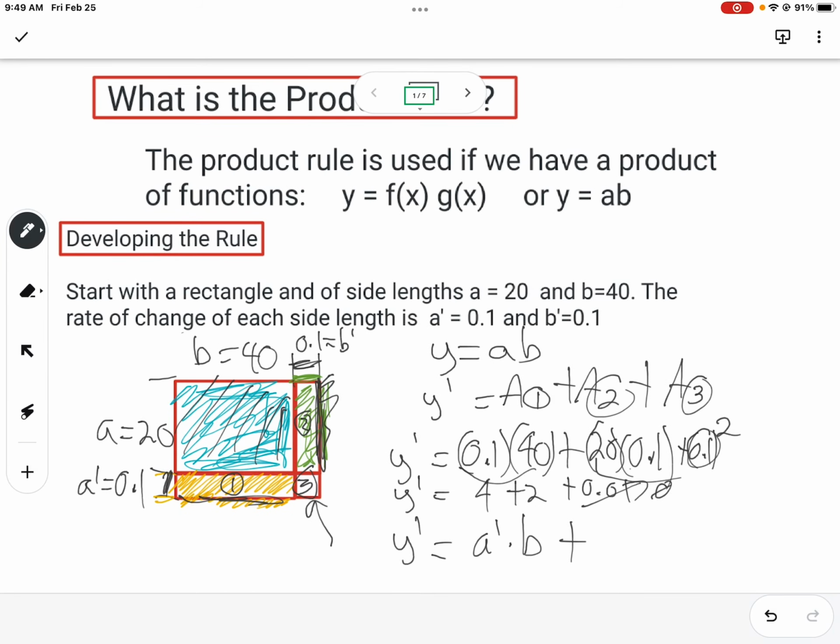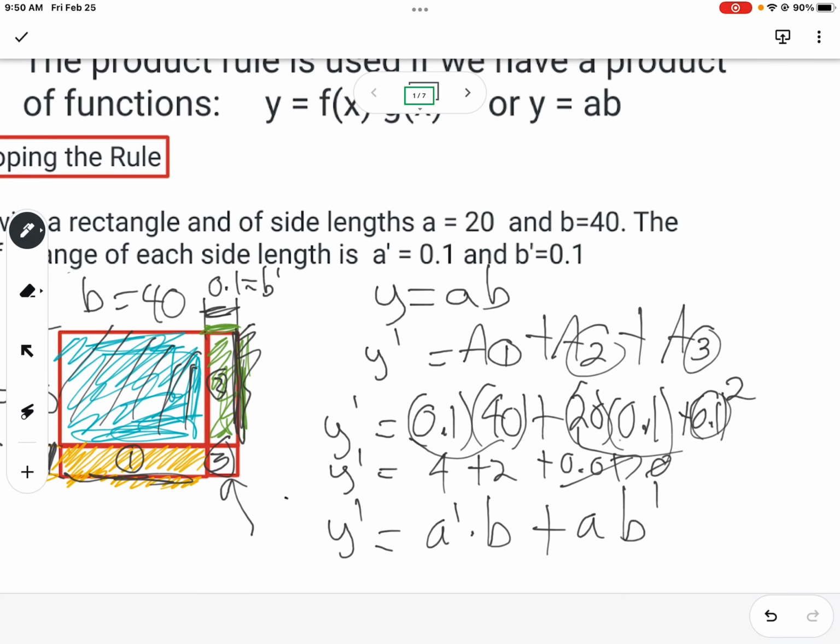then I have to do this rectangle here. And what would its dimensions be? Well, it's 20 tall, right? And that's A. And it's 0.1 wide, which is B prime. Oh, so that's A times B prime. And that's the overall rate of change. By the way, that's the product rule.